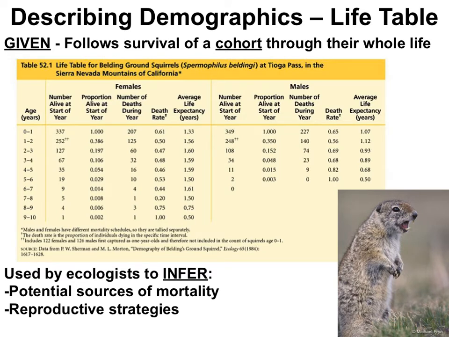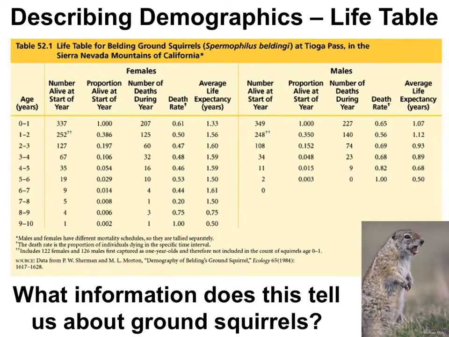This given survival information can be used by ecologists to make inferences. 2 of the most common inferences include sources of mortality and reproductive strategies. If we look at this example with ground squirrels, we can see that the death rate of the females stays pretty constant throughout the 10 years. Males, on the other hand, have a higher death rate than females, especially in years 3 and 4. What can I do with this information?